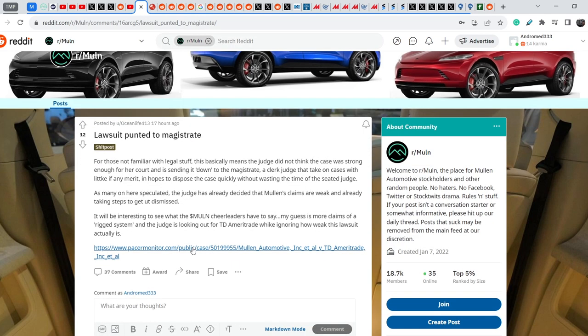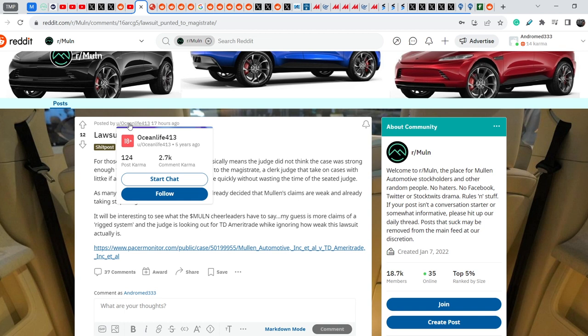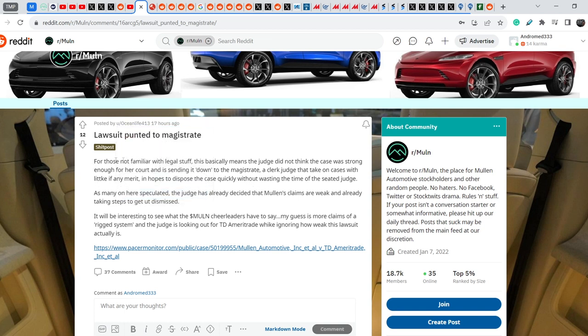You can find this article on a Reddit thread related to Mullen, and this article was published by Ocean Life 413, and it says, "For those not familiar with legal stuff, this basically means the judge did not think the case was strong enough for her court and is sending it down to the magistrate, a clerk judge that takes on cases with little, if any, merit, in hopes to dispose of the case quickly without wasting the time of the seated judge. As many on here speculated, the judge has already decided that Mullen's claims are weak and already taken steps to get it dismissed. It will be interesting to see what the Mullen cheerleaders have to say. My guess is more claims of a rigged system, and the judge is looking out for TD Ameritrade while ignoring how weak this lawsuit actually is."